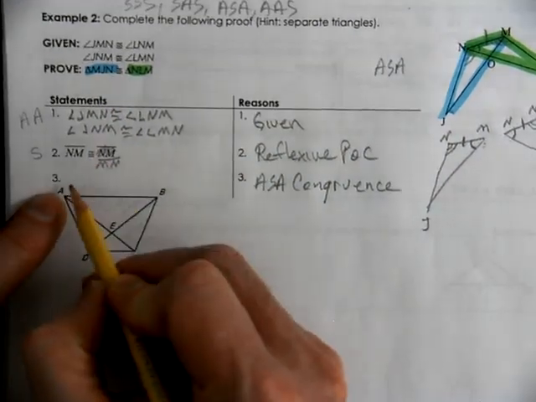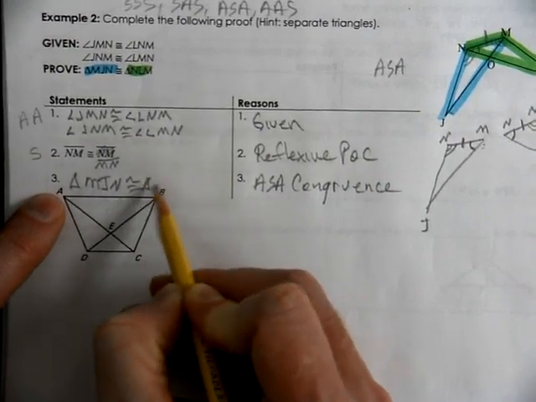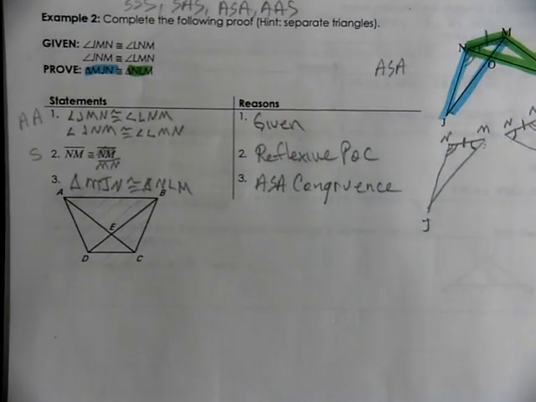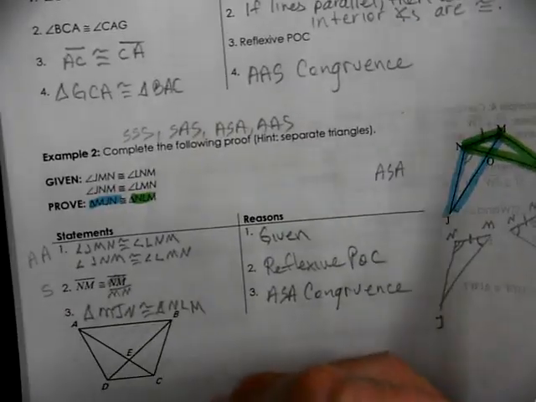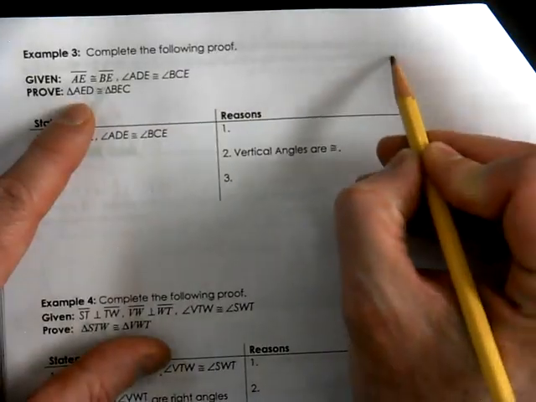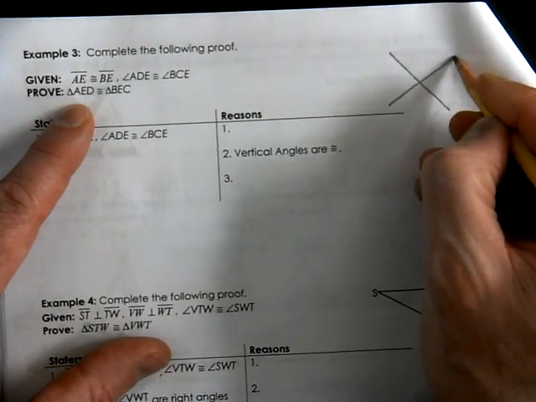And of course I should have written my triangles in here. Triangle MJN is congruent to triangle NLM. And that's our proof. Two more to work with. Now this one, it's a little trickier.